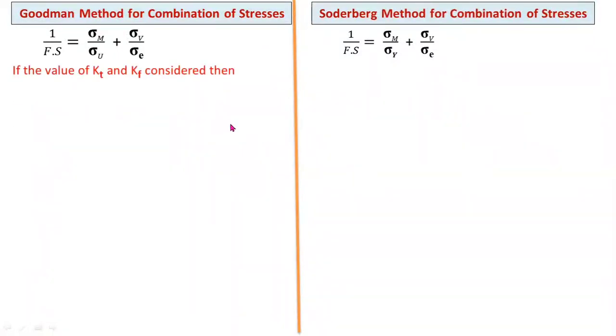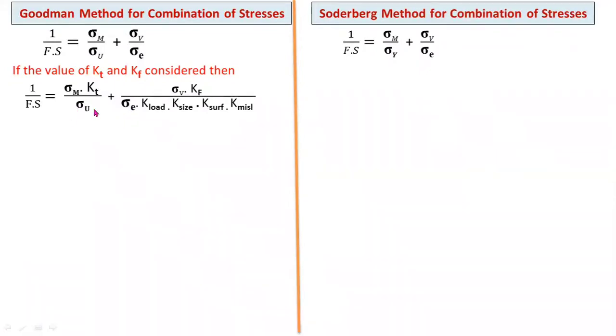If we are considering the theoretical stress concentration factor Kt and the fatigue stress concentration factor Kf, then the formula is 1 by Fs equals sigma m into Kt by sigma u plus sigma v into Kf by sigma e into load factor, size factor, surface factor, miscellaneous factor. Here Kt is the theoretical stress concentration factor and Kf is the fatigue stress concentration factor.